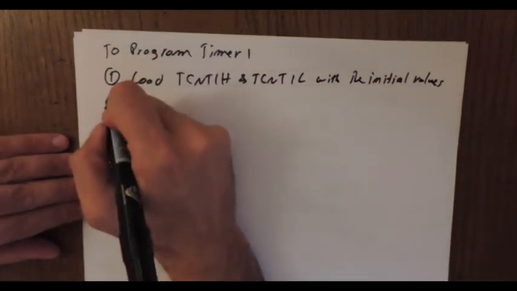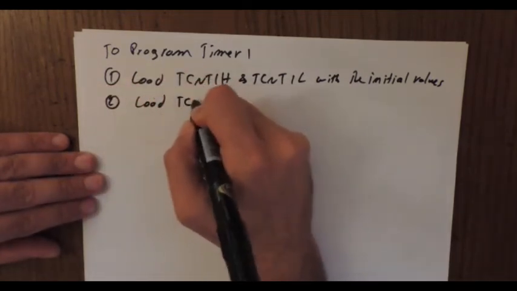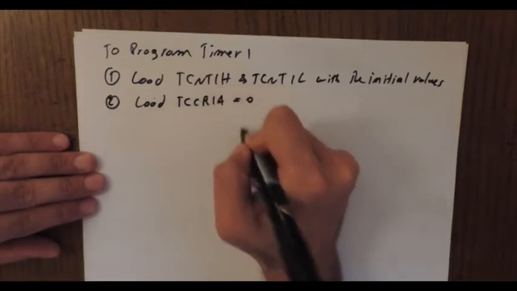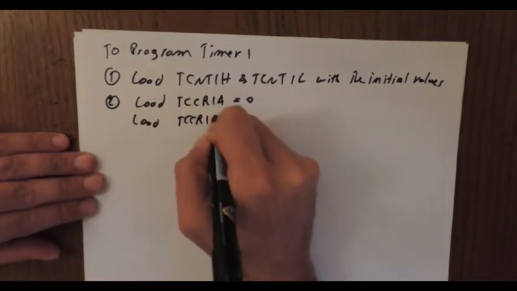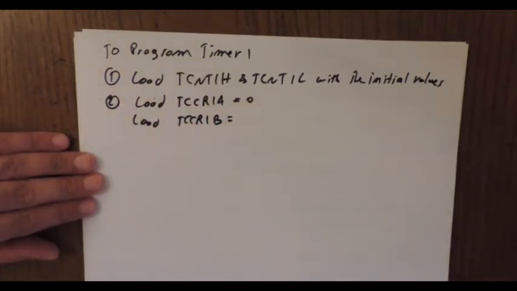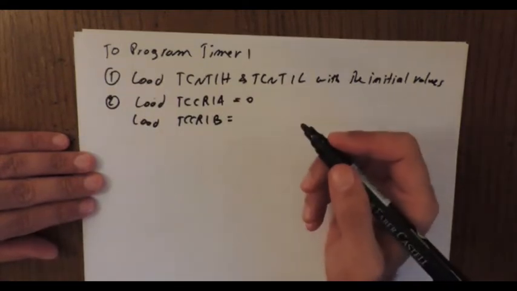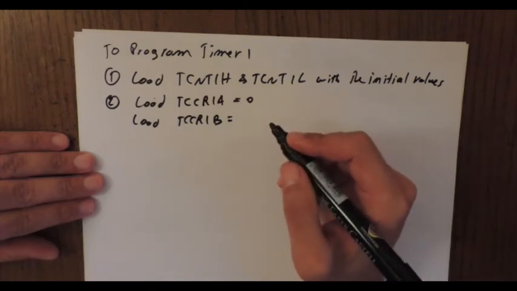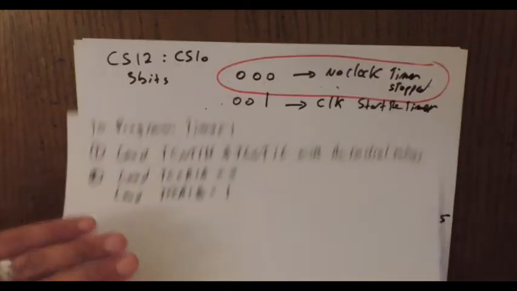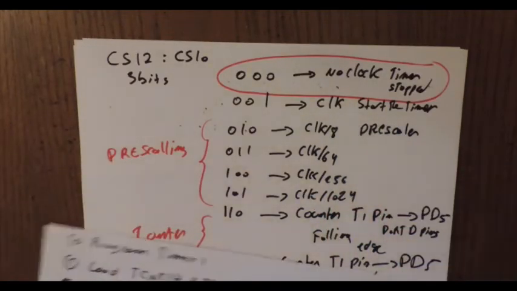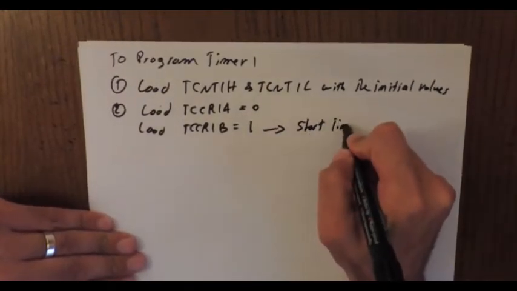Step 2, we need to load TCCR1A with zeros and load TCCR1B with the desired value. So we can start with 0 to stop it, or 1 to begin with it. If you want to start it, we set it to 1, which in this case means we are using clock mode, and this means start timer.